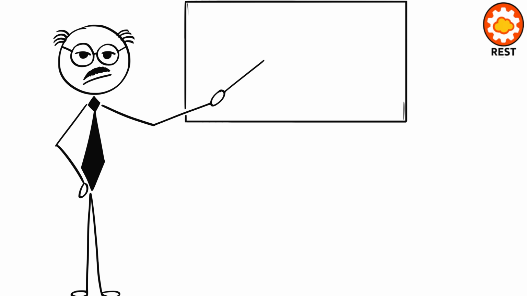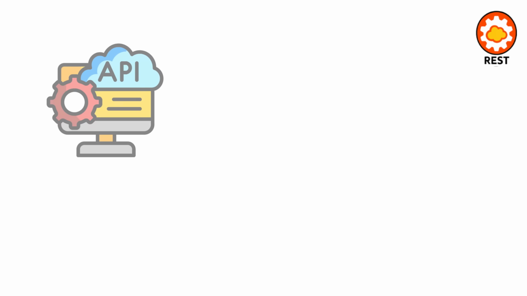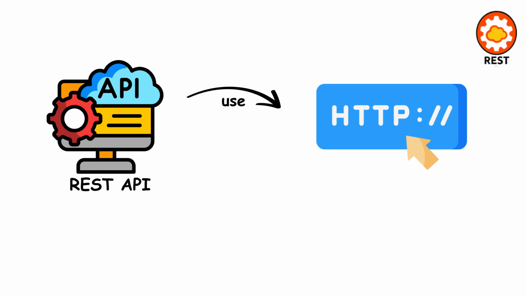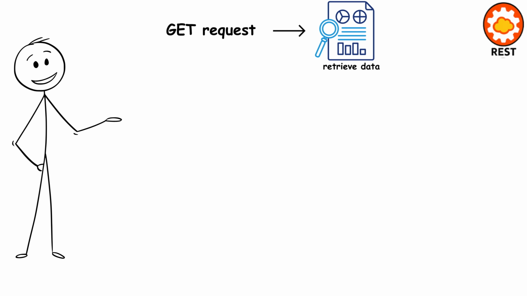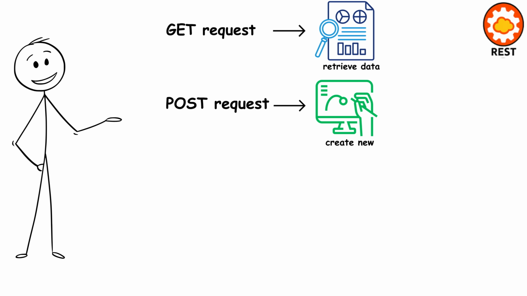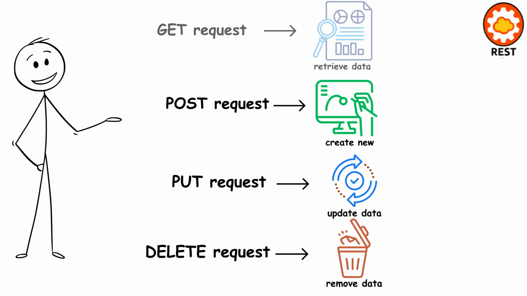REST stands for Representational State Transfer, fancy words that basically mean a simple way for applications to talk to each other over the internet. REST uses the same HTTP methods you already know from web browsing. GET to retrieve data, like asking, show me all users. POST to create something new, like add this new user. PUT to update existing data, and DELETE to remove it.